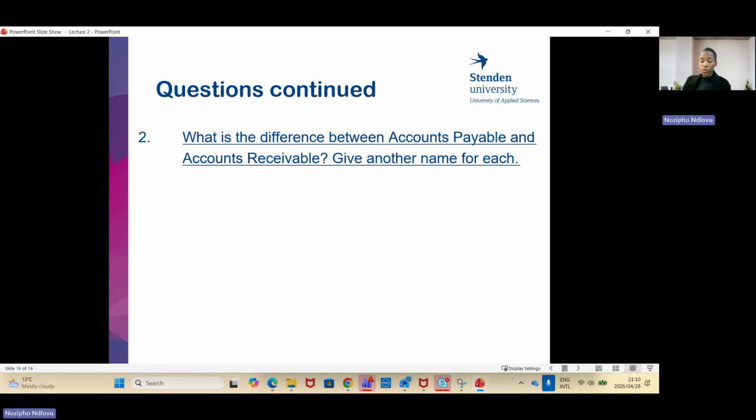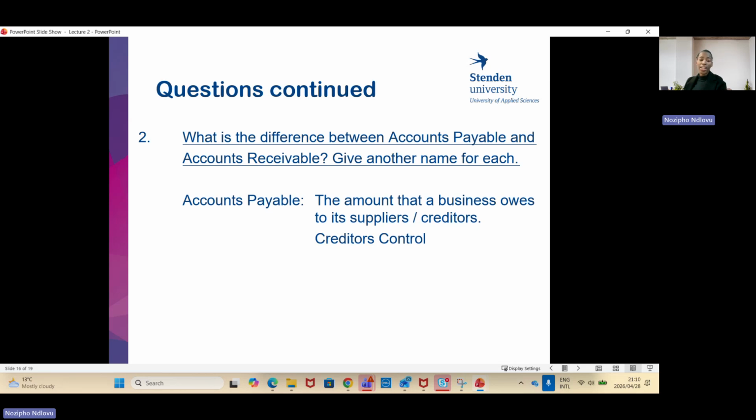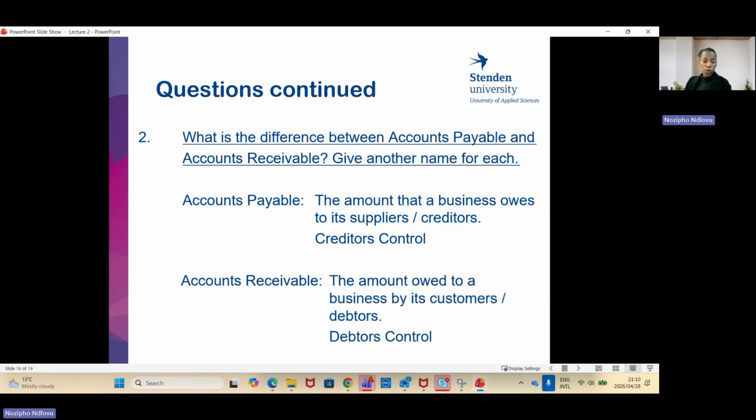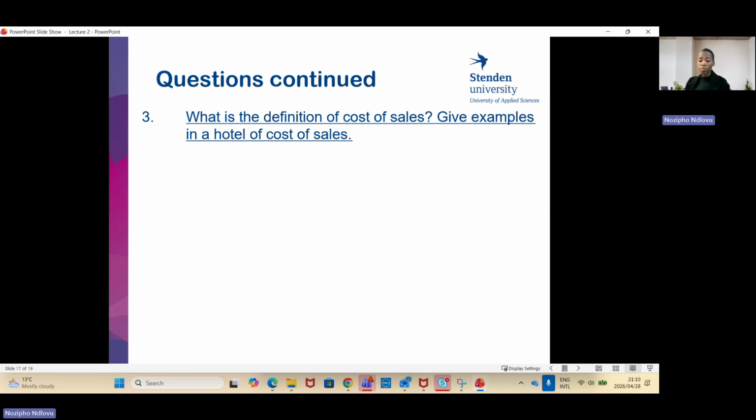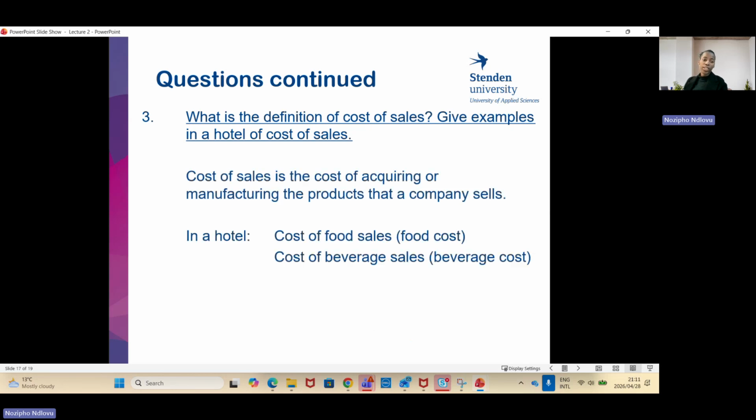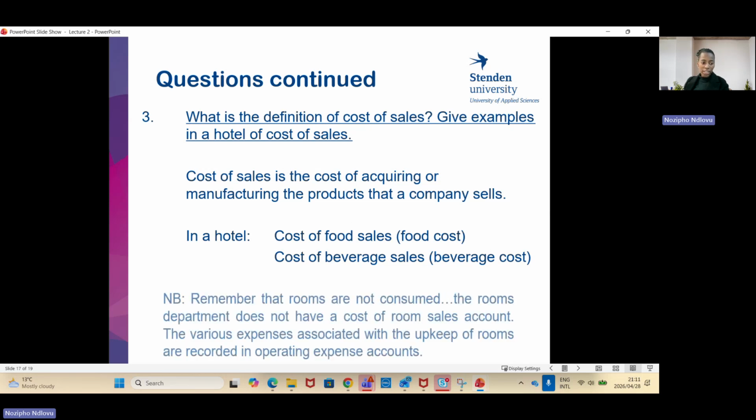And also, what is the difference between accounts payable, which we've discussed in class, and accounts receivables, and give an example or another name for each. You can also go through this, and then you will be able to get more context. What is the definition of cost of sales? And give an example in a hotel of cost of sales. You will be able to get that cost of sales is the cost of acquiring or manufacturing a particular product. It could be a plate, it could be a drink that you're serving, those costs that were associated with that.